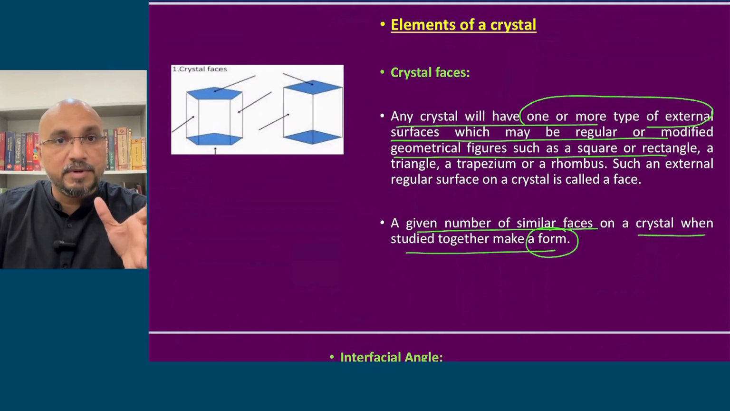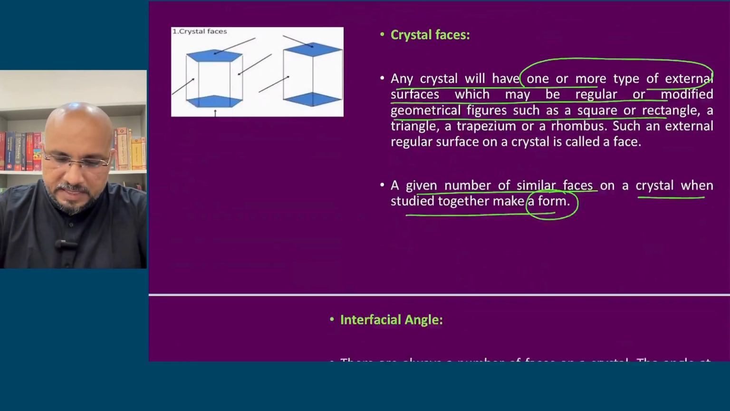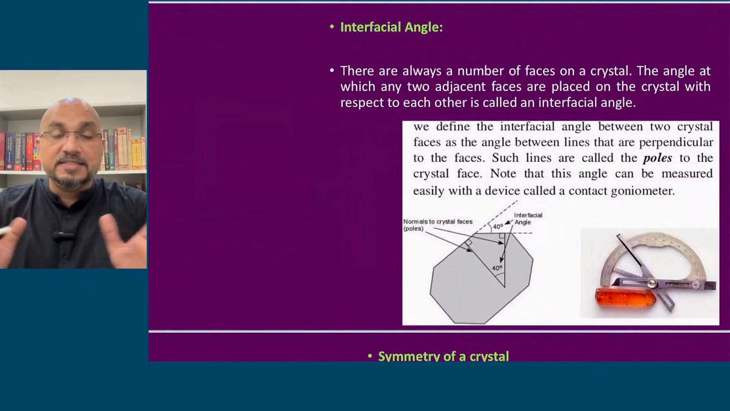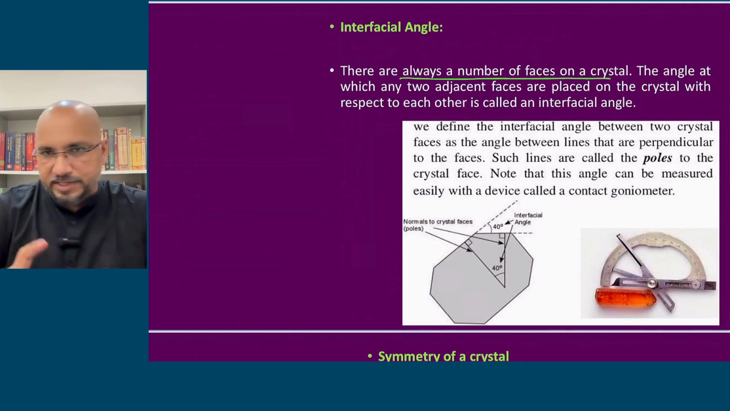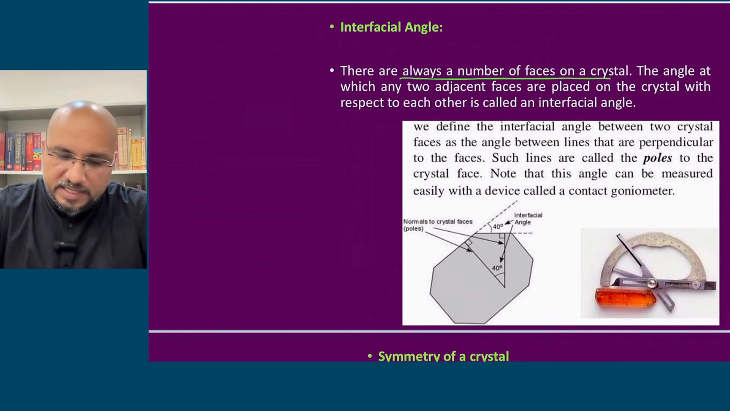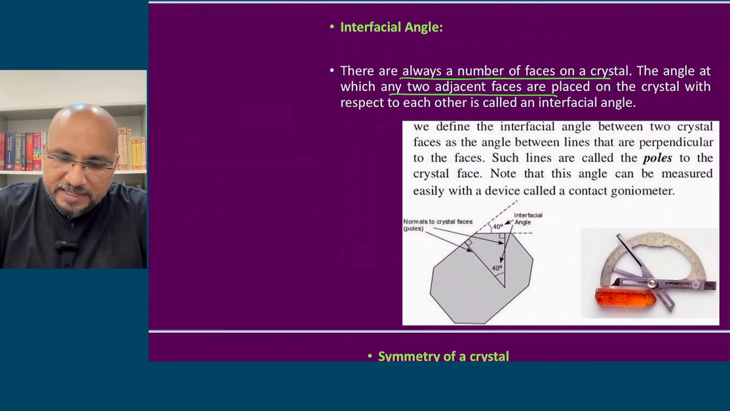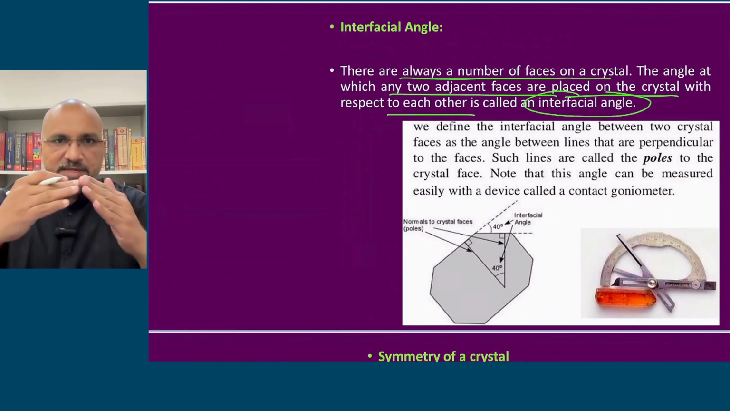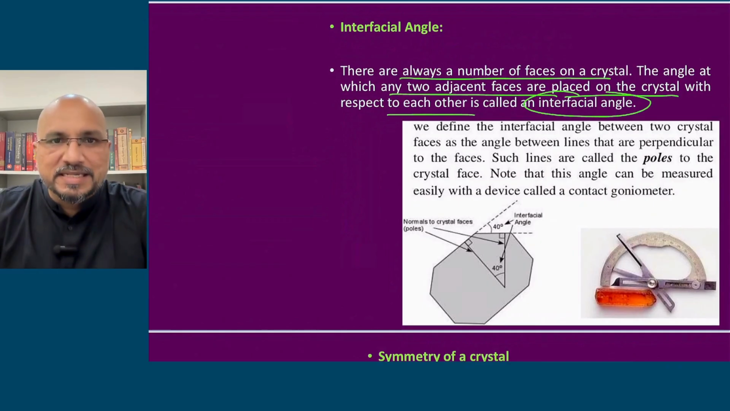So a given number of similar faces on a crystal, when they are studied together, makes the form of a crystal, the shape of a crystal. Now between these faces there exists a definite relationship. There are always multiple faces on a crystal, and the angle at which two adjacent faces are placed with respect to each other is called the interfacial angle. यानी दो faces के बीच में जो angle है, the two faces make an angle with each other, so that is called the interfacial angle.